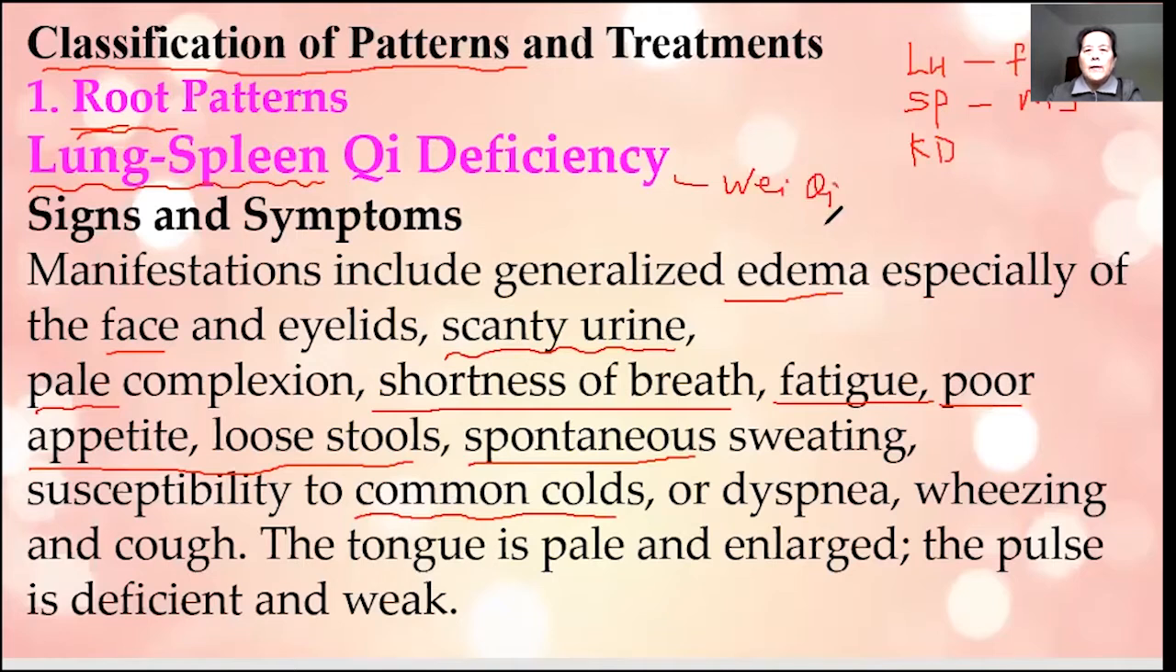When children have wei qi deficiency, they will easily catch cold, and may have short breath, withdrawal, and cough. So those are the lung symptoms there. The tongue is still pale and enlarged, because water retention causes a swollen tongue. And the pulse is a weaker pulse, a deficiency kind of weaker pulse.